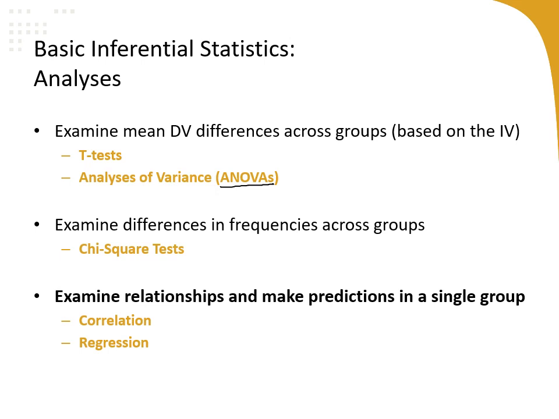Also, if you're looking at frequencies across groups, where maybe you are looking at the number of employees based on gender and industry, and you're counting how many males are in retail and how many males are in restaurant, you could do a chi-square analysis, and you might see that in an article. But the one that's the most common is looking at relationships and making predictions. So correlation is all about examining relationships, and regression is all about making predictions.